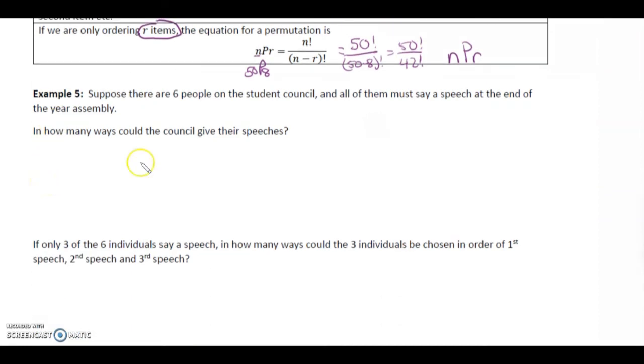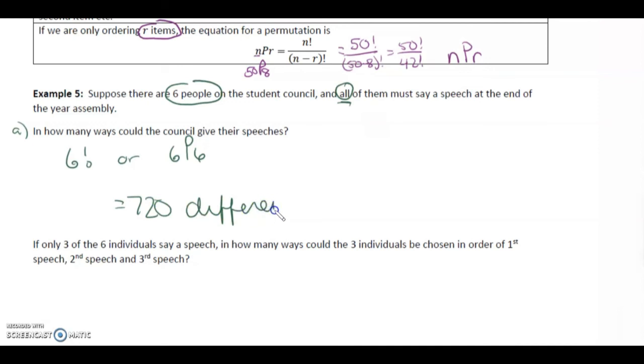So example 5: suppose there are 6 people on a student council and all of them must say a speech at the end of the year assembly. In how many ways could this council give their speeches? Well, if all of them have to say their speech, then we're either going to call it 6 factorial, or there are 6 people and we're going to order 6 of them. If you put these 2 different ways into your calculator, you are going to get 720. So there are 720 different ways to say the speeches.